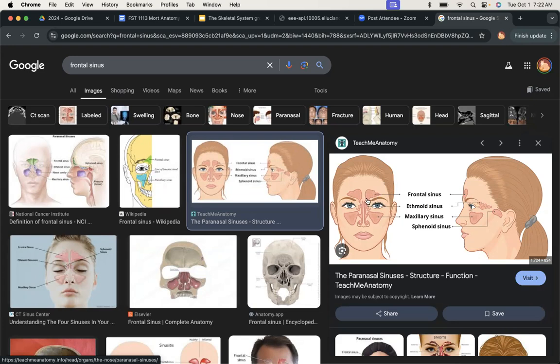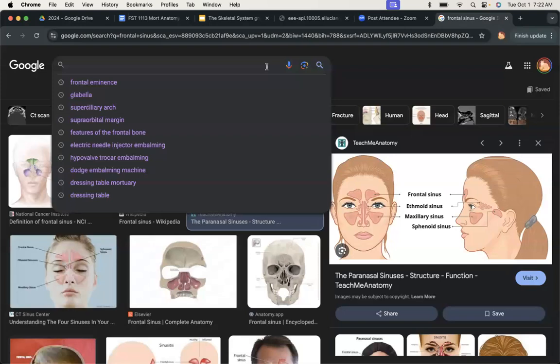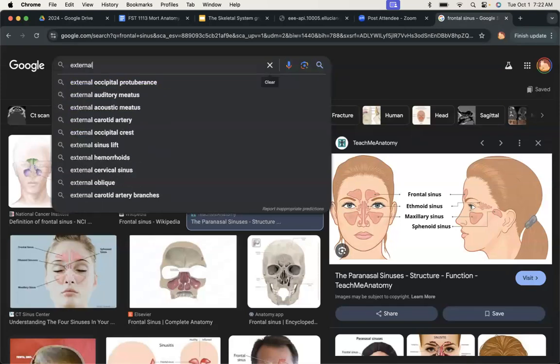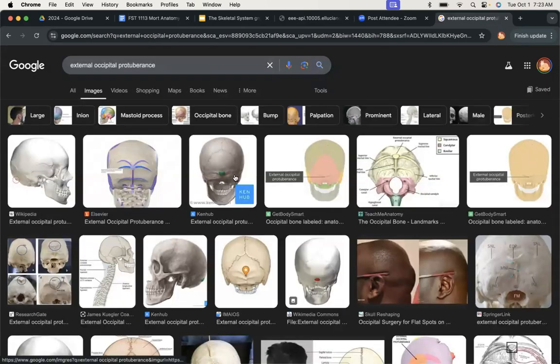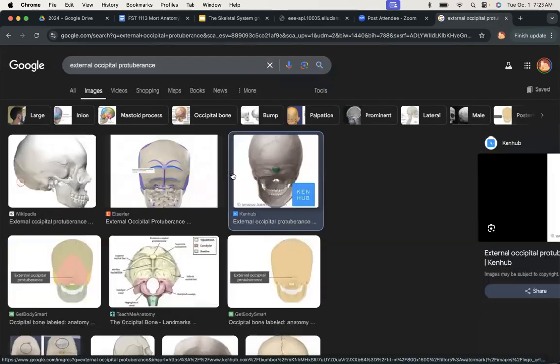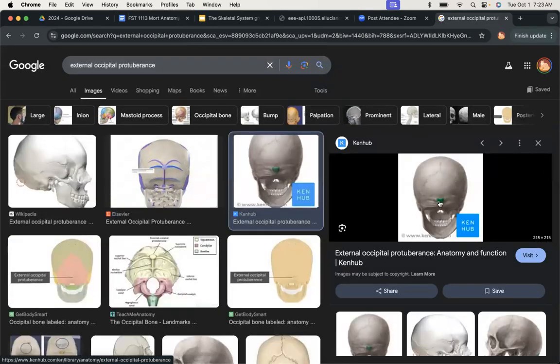All right, and then with the occipital, you'll have occipital condyles, which are the rounded parts of your occipital bone, and then the foramen magnum, where the spinal cord passes, and then the external occipital protuberance. Should be right there. The occipital bone.